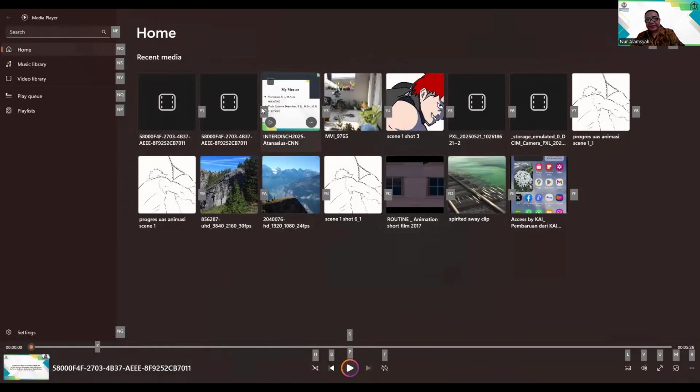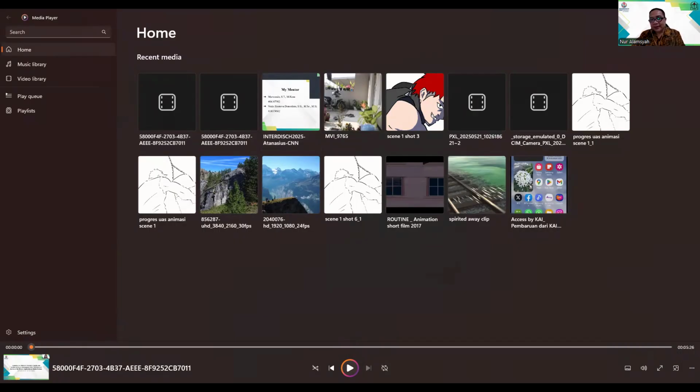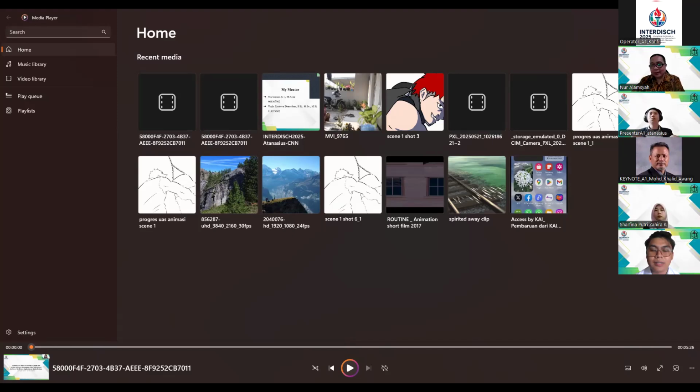Okay, thank you, Ida Rosari. Very interesting research about the technology acceptance model. Okay, I have one question actually. What methods did you use in your research, and why did you use those methods?